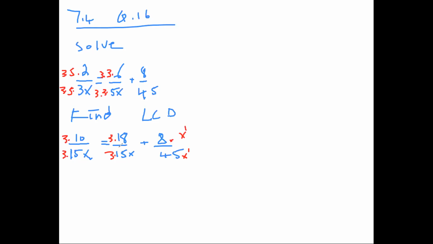Once you do that, we can go ahead and just cancel all those denominators. Now that they're the same, you can cancel them because they're the same. They will not affect the equation. So we're just going to keep the top side of the equation. So this turns into 30 here, 3 times 10.